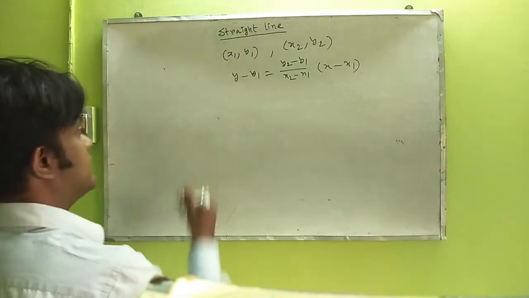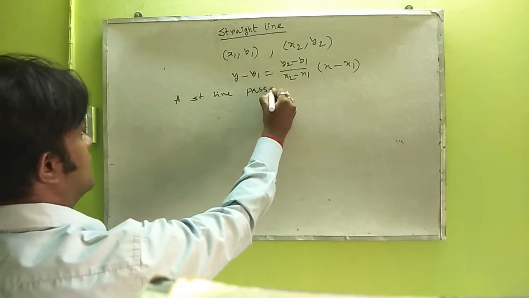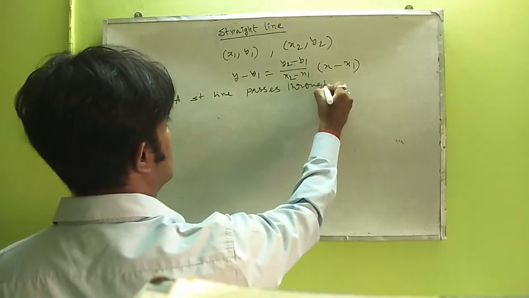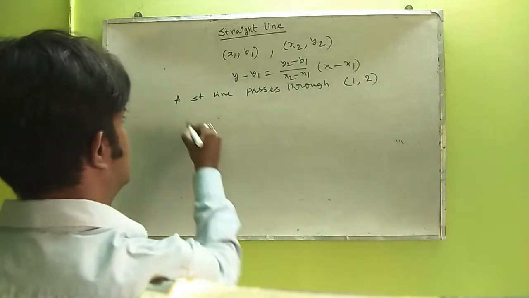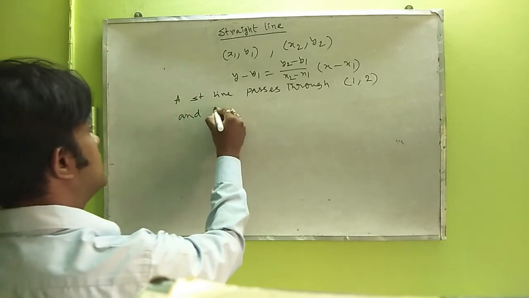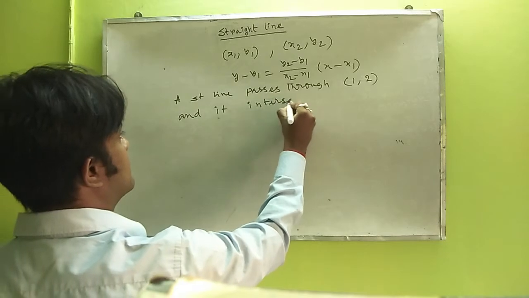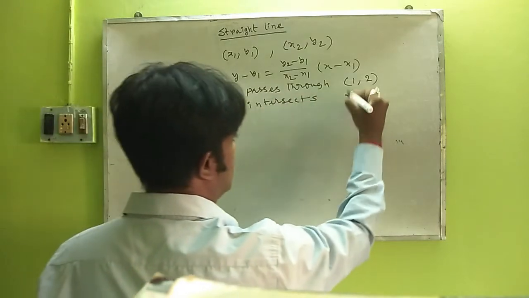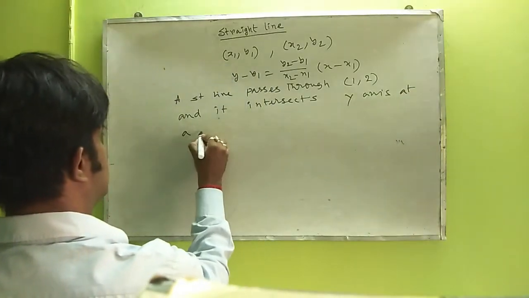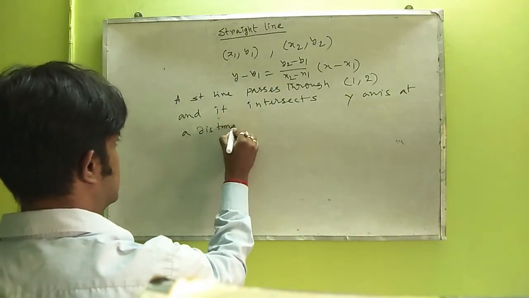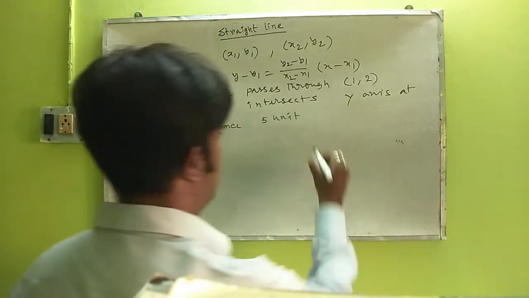So the problem is a straight line passes through 1, 2 and it intersects the y-axis at a distance 5 units from the origin.